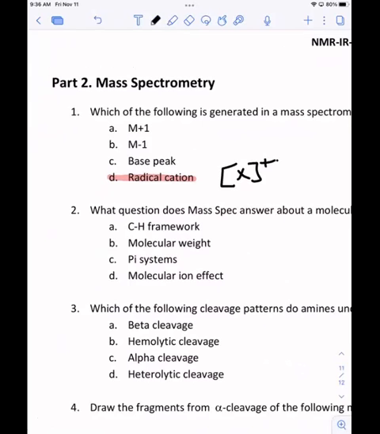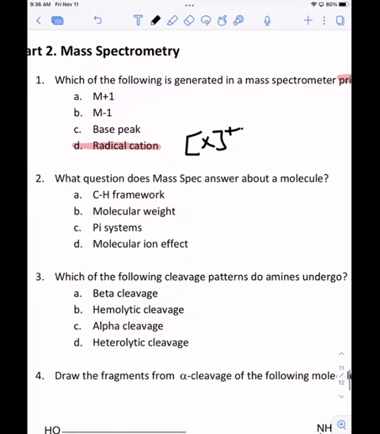All right. What about number 2? What question does mass spec answer about a molecule? You said B, molecular weight? Yep. So mass spec talks about molecular weight. NMR talks about the CH framework. UV-Vis is for pi systems. And then this is just a dummy answer. Not a dummy answer, but it's not an answer to anything. The other spectroscopic technique is infrared, which tells us about what functional groups are present.